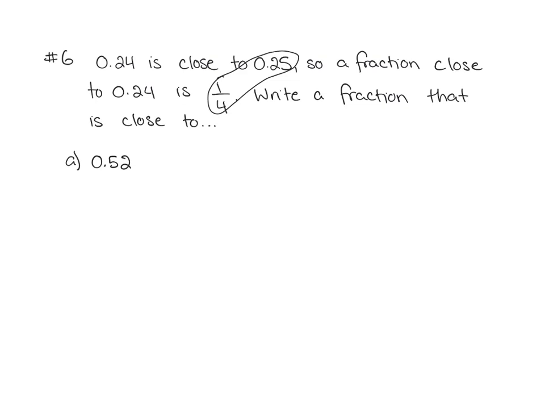If I were to just look at A, I could go, okay, 0.52. That's pretty close to like 0.5, which is half. So I might say half would be a fraction that's close to 0.52. So for each of them, come up with a decimal that you know the fraction it's related to that is close to this number.